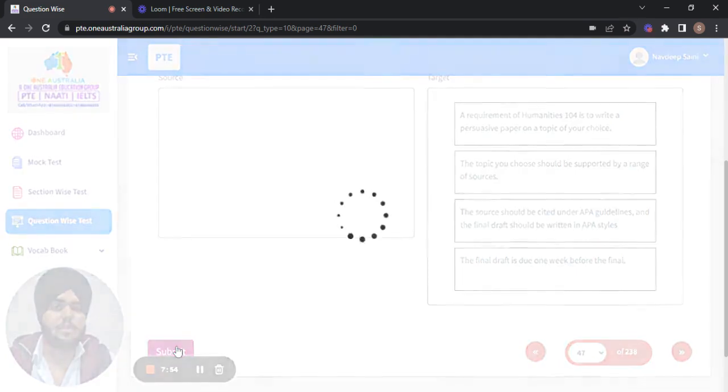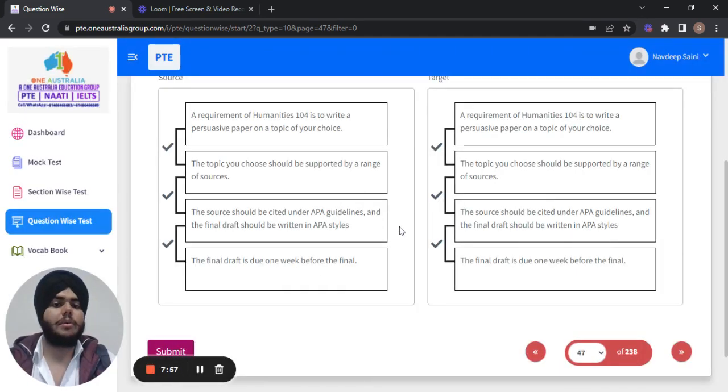Let's submit and see if your answer is correct. There you go, a perfect answer, right? So these are the things that you should keep in mind before attempting to order paragraphs. Try to get a whole gist of the paragraph, a whole idea of what it is about, so that it will be easier for you to get a proper answer, right?